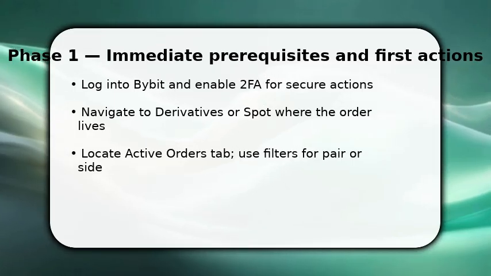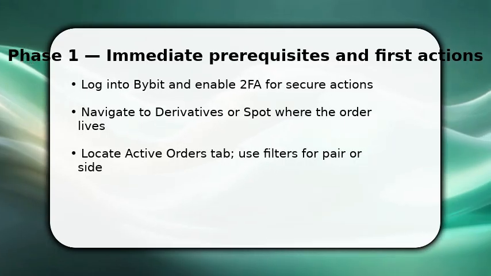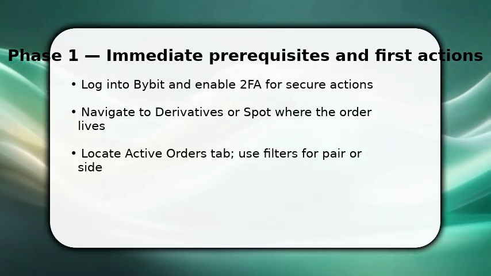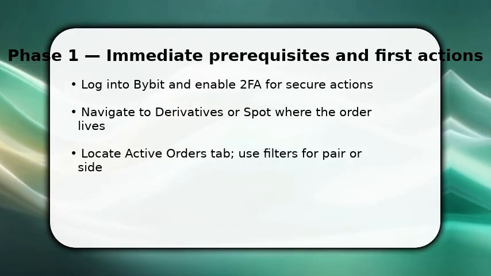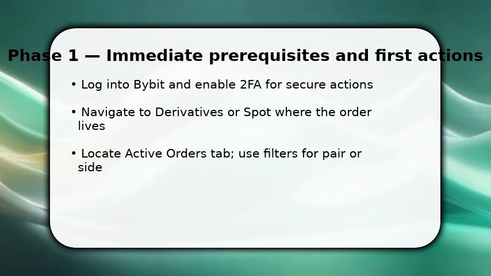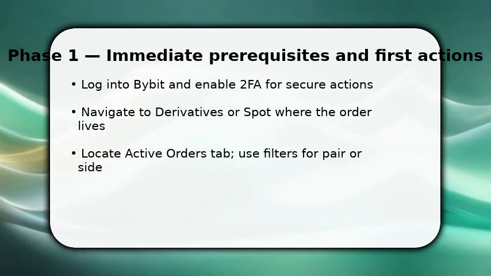You start by confirming prerequisites. You're logged in, 2FA is active, and you know which market and pair contain the order. Next, open Bybit and go straight to derivatives or spot depending on the trade. Make sure you select the correct trading pair.